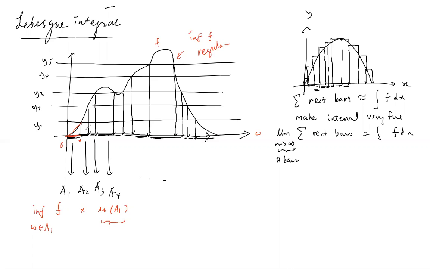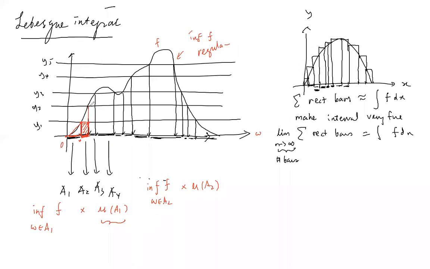But then for this interval A2, over this interval, the infimum of f is actually here. So your rectangular bar is here when you take the infimum for A2, and you multiply with mu A2. That's basically, mu A2 is the length here, and your infimum f is the height here. So it's this rectangular bar. It's also working with rectangular bars, but in a slightly different way than your Riemann.